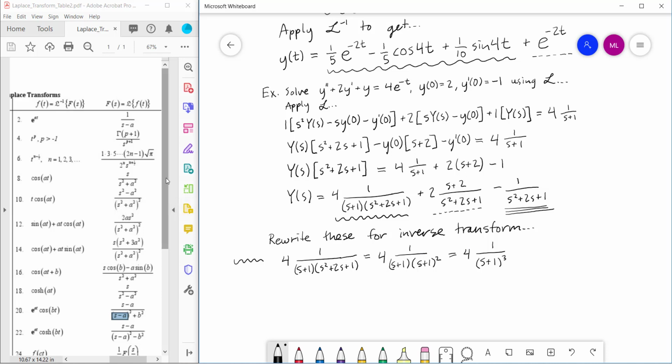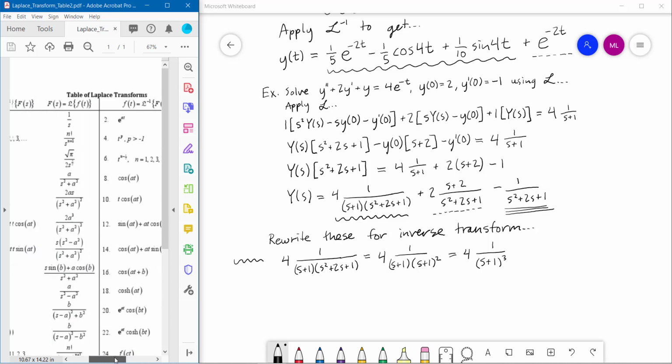So let's check this out over here in our table. We're looking for basically s plus a or an s minus a raised to some power. And again, I'm expecting it to be related to some increased factors of t. And sure enough, you can see, sorry if I have some stuff on my screen here.